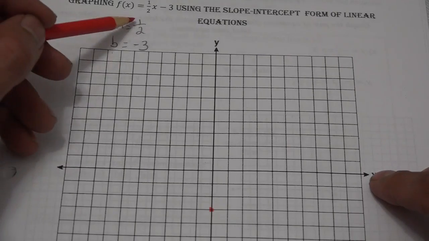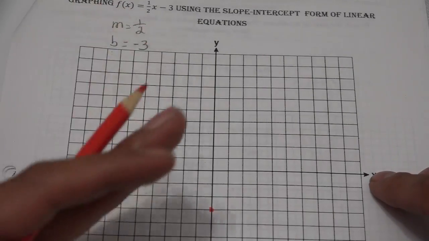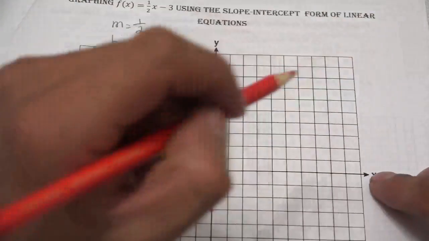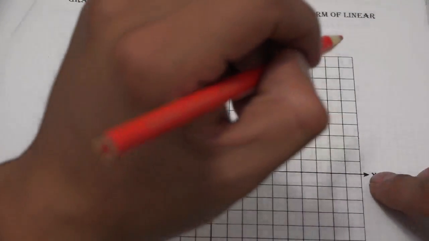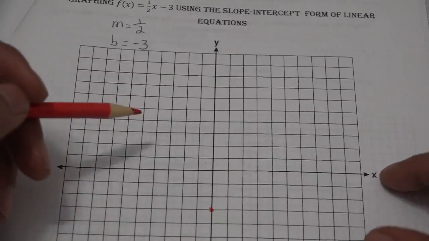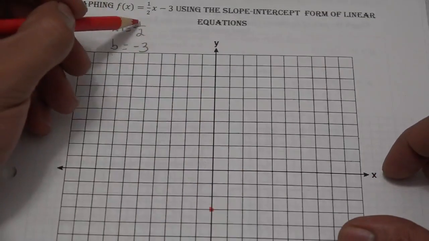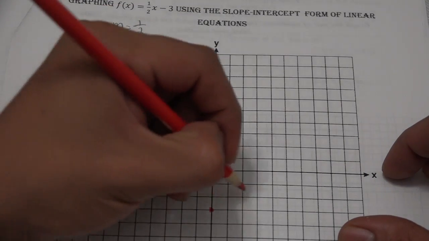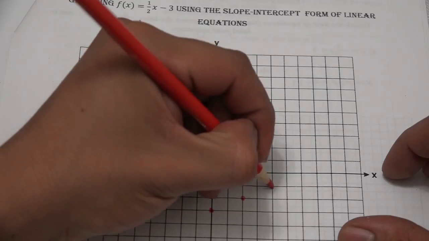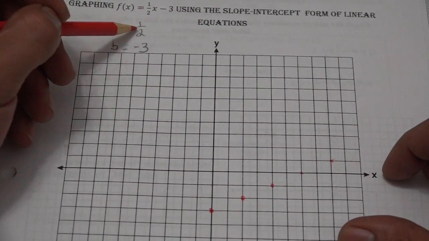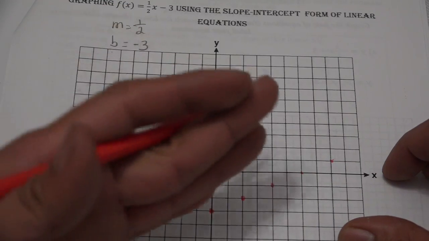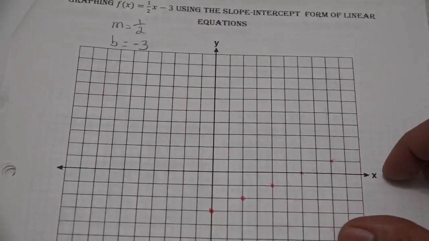Now the slope is positive, so I know that it's gonna rise to the right. It's either rises to the right or goes down to the left, but it's gonna be positive. So it's rise over run, so it's gonna be 1 up and 2 to the right, 1 up and 2 to the right. You see, the smaller the number here, from 0 to infinity, the less steep the line is going to be.